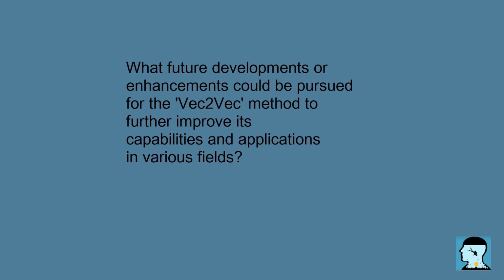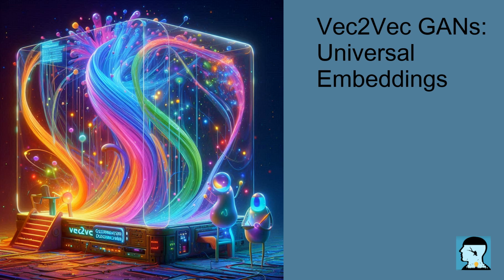What future developments or enhancements could be pursued for the Vec2Vec method to further improve its capabilities and applications in various kinds of fields? Future developments and enhancements for the Vec2Vec method could really focus on several key areas to improve its capabilities and expand its applications across various fields. One, enhanced multimodal integration. Vec2Vec already shows promise in translating between text and image embeddings. Further advancements could aim to include more modalities such as audio and video. This would create a more comprehensive system that can seamlessly integrate and translate information across diverse formats.